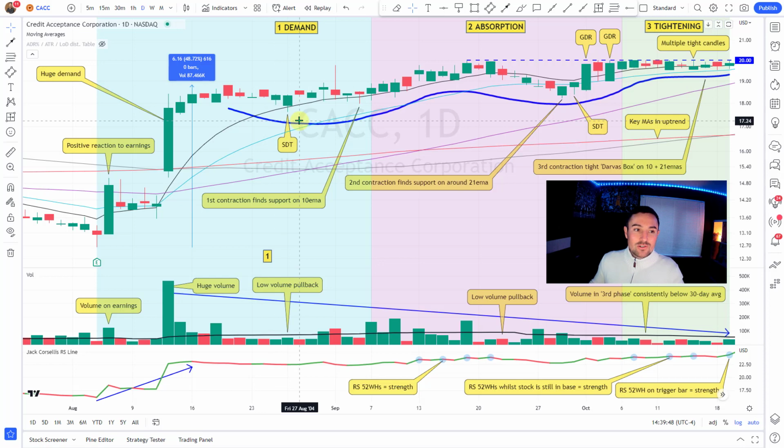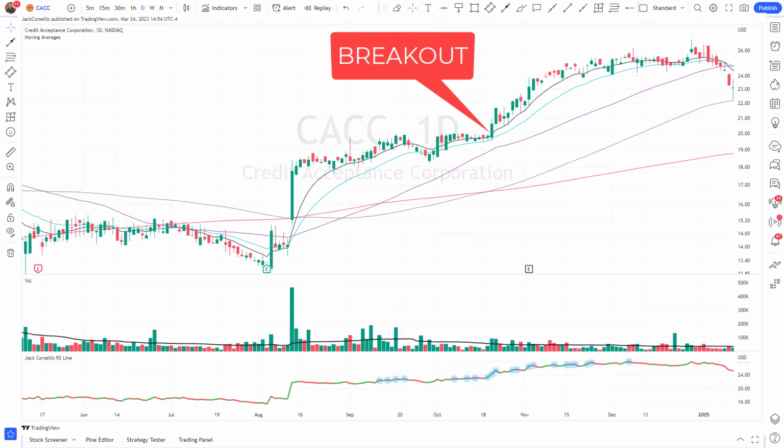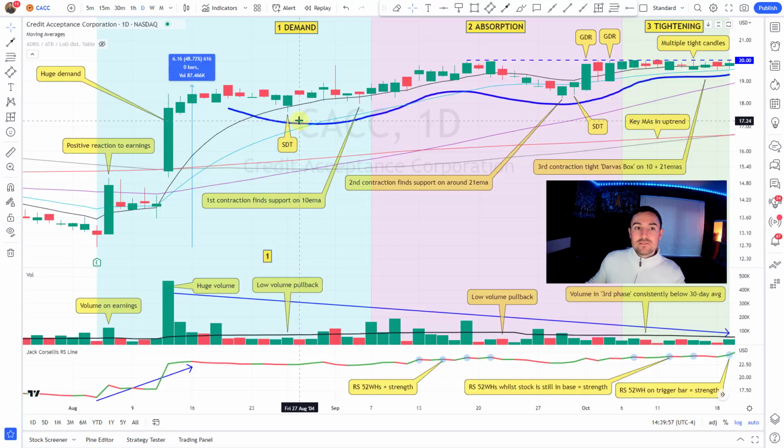So let's get into CACC, and I will pop up here a chart that happens afterwards, so I don't have to scroll it forward and then lose all of my spacing. So I've split this into 3 phases. We've got phase 1, which I'm just calling the demand phase. We've got phase 2, which is the absorption phase, and then we've got phase 3, which is the tightening phase.